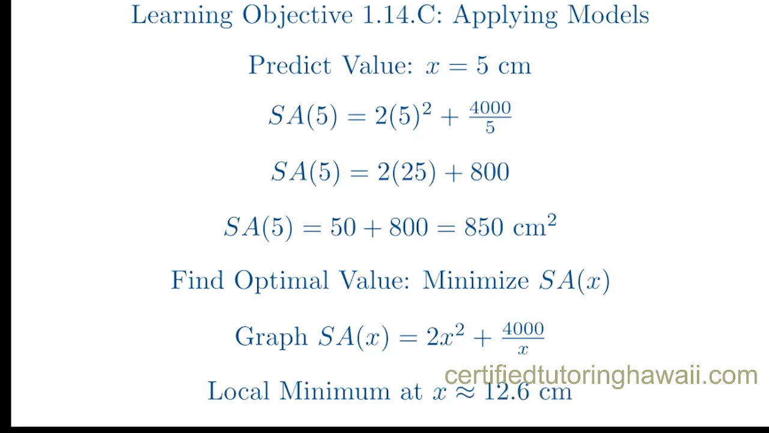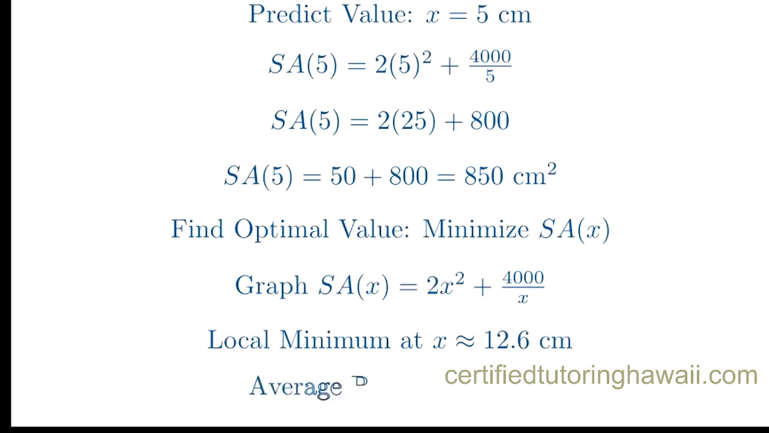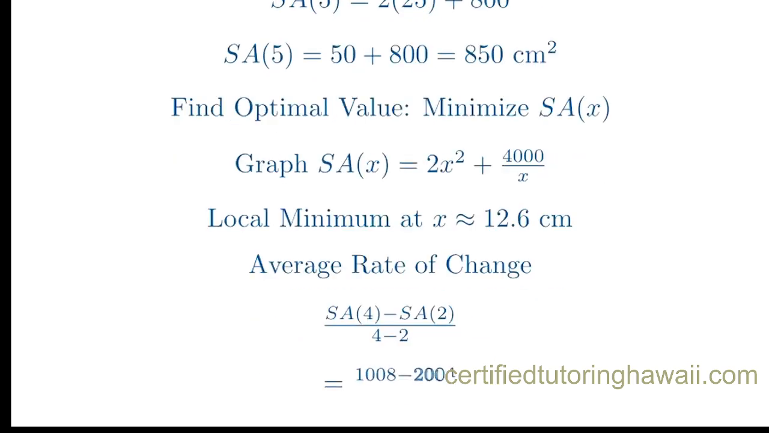Furthermore, we can analyze rates of change. What is the average rate of change of surface area between x equals 2 and x equals 4? We calculate the change in SA divided by the change in x. The average rate of change is 1,000 square centimeters per centimeter.